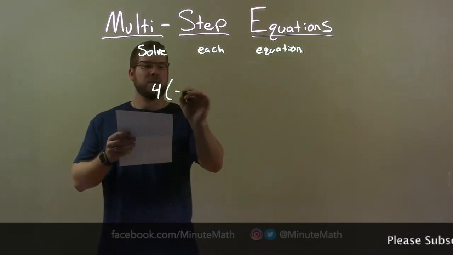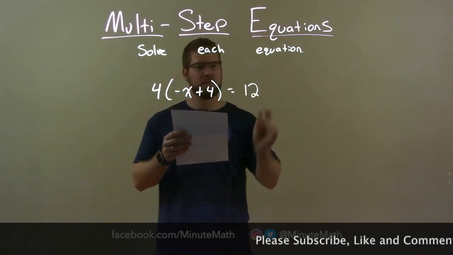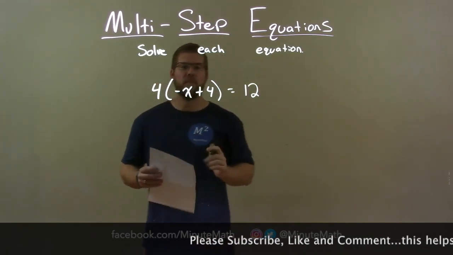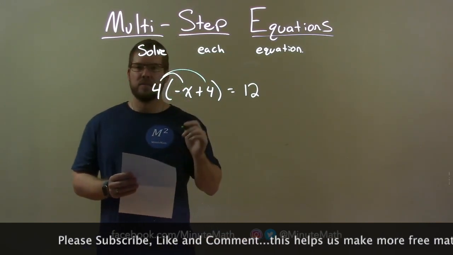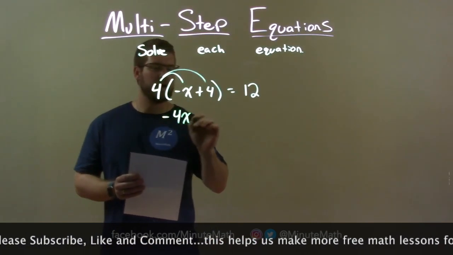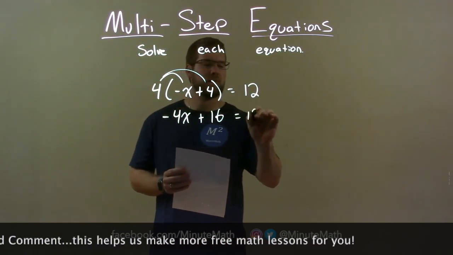4 times a negative x plus 4 equals a positive 12. My first step here is I'm distributing the 4 into my parenthesis. 4 times negative x is a negative 4x. 4 times 4 is 16, and that equals now 12.